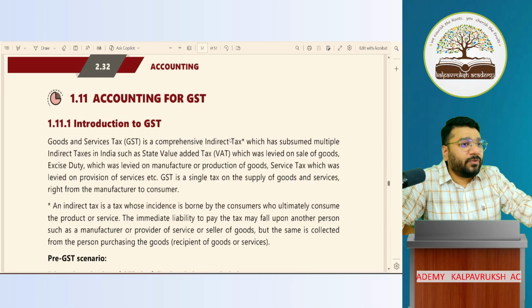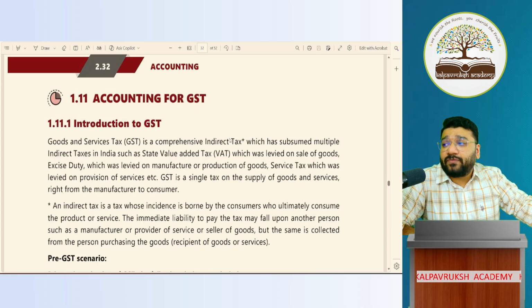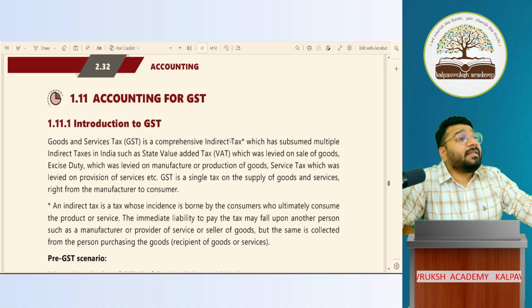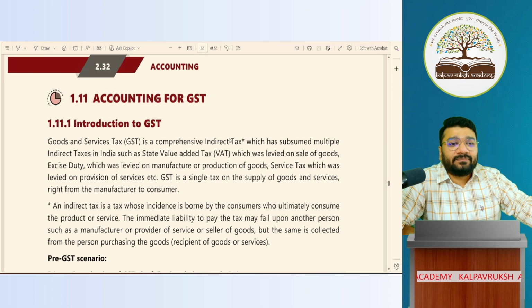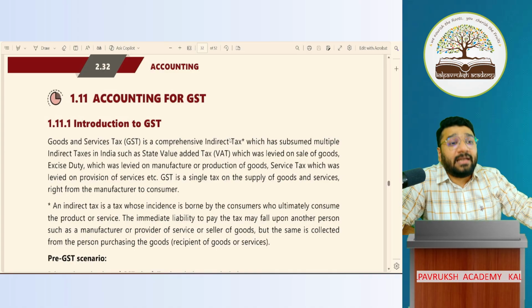And I want to inform all of you, this topic, GST, was not a part of the syllabus until 2023. After 2023, the entire syllabus was revamped and ICAI felt a need to introduce this concept at the CA Foundation level. So we are not going to discuss GST law in depth, because that has been taken care of at the CA Intermediate level.